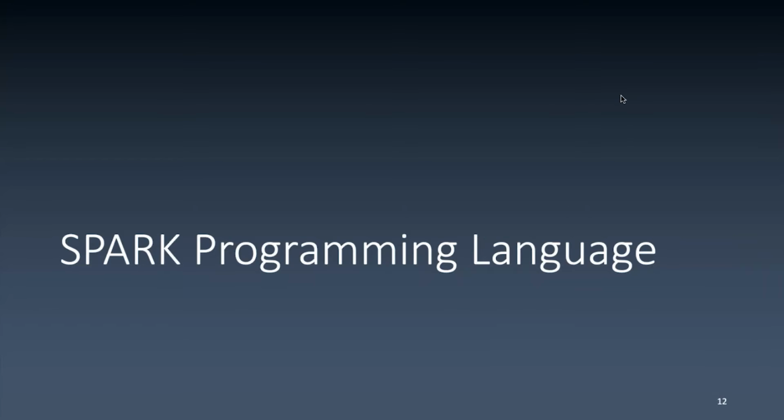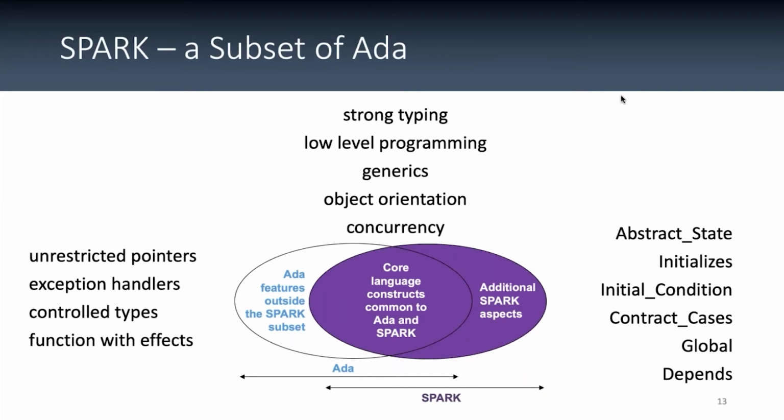So that leads us to what language allows this kind of analysis. It's very important that the language is constrained to provide a sound basis for such a powerful analysis. So SPARK is a subset of Ada. It inherits from Ada all the things you can see in the middle: strong typing, the ability to do low-level programming, generics, object orientation, concurrency.